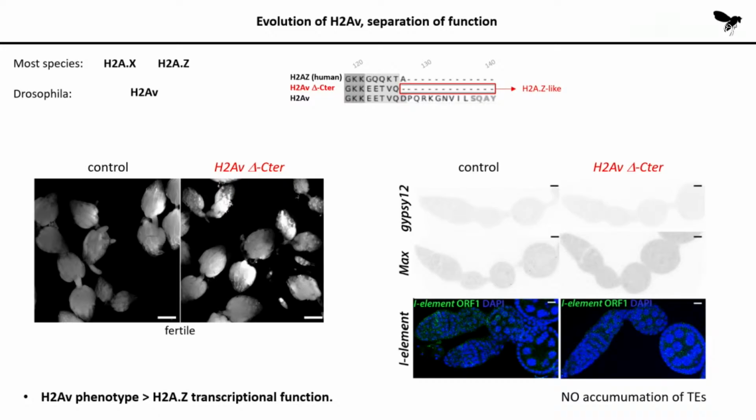In this way, the phosphorylation motif that is very similar to H2AX is no longer there, and the protein is very much like H2AZ. In this context, you can clearly see that H2AV lacking the C-terminal tail have normal ovaries and they are fertile. And here on the right, you see that there is no longer an accumulation of transposable elements. These results suggest that the whole H2AV phenotype that I showed you before relies on the H2AZ transcriptional function.